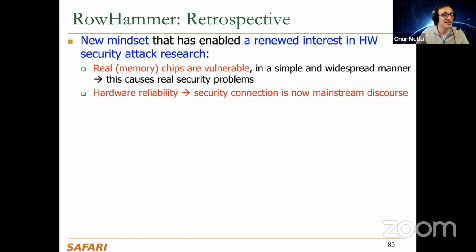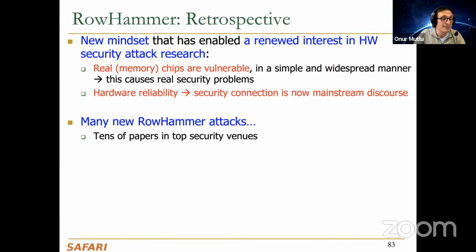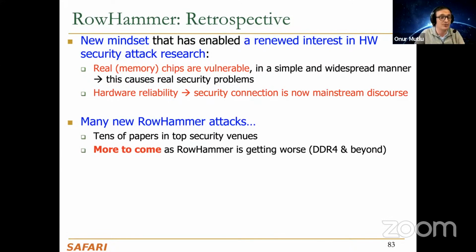So software engineers at some point never really cared about hardware reliability. But after RowHammer, there were a lot of security engineers who really started caring about hardware, which is really, really interesting. And now there are many new RowHammer attacks. There are tens of papers in top security venues. In fact, some of the papers we cover in our seminar class, there's more to come as RowHammer is getting worse. There are many new RowHammer solutions.